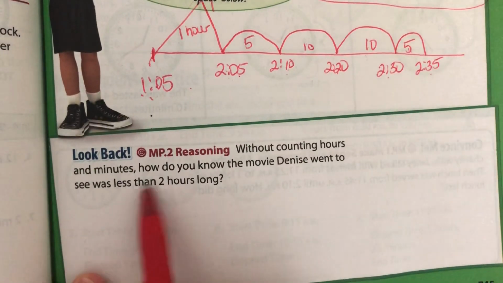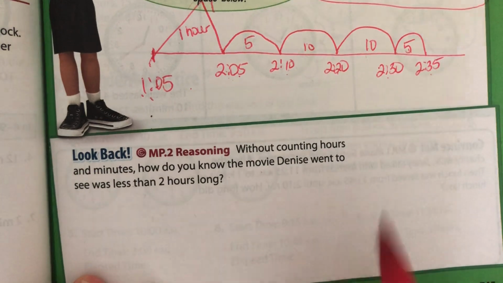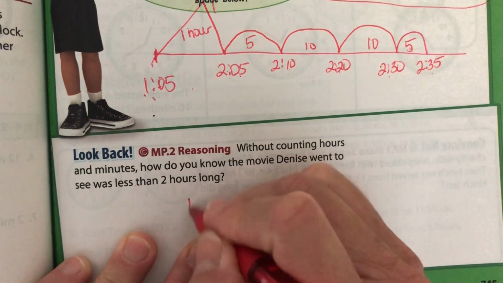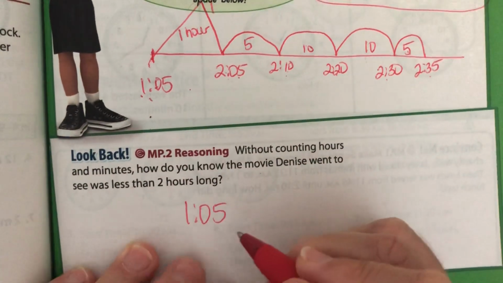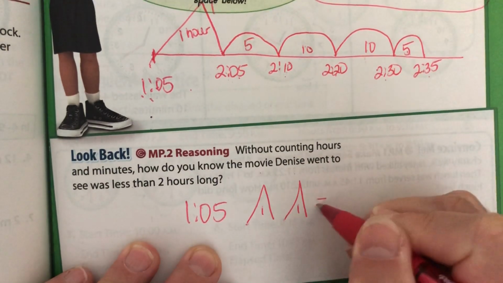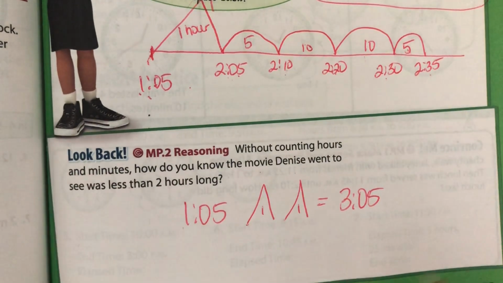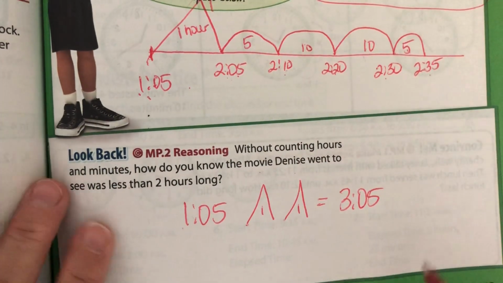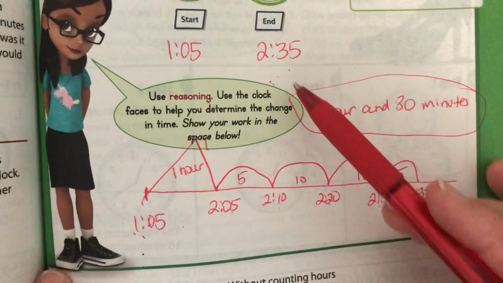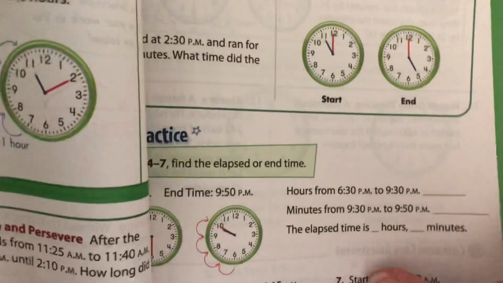Without counting hours and minutes, do you know the movie Denise went to see was less than 2 hours? Well, sure. If it started at 1:05, if we added 2 hours, 1 hour and 2 hours, that would be 3:05, right? 2:05, 3:05. So we know that the movie ended at 2:35, which is before it would have been 2 hours.